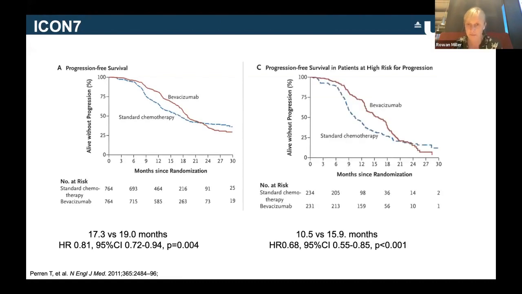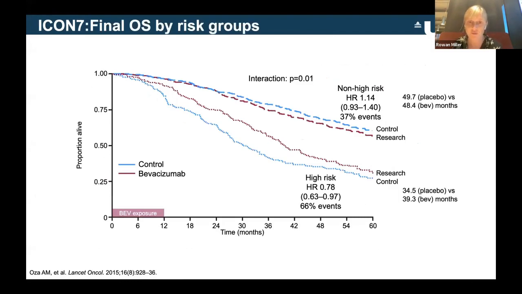But interestingly, when they broke it down by high and low risk groups, the high risk groups being, as I said, residual disease, stage 4, inoperable, there was a greater magnitude of benefit, so about a 5-month improvement in PFS. And then when we look at survival, the top 2 lines are those for the non-high risk patients, really no difference in overall survival, about 49 months for both, but in the high risk patients, an improvement of about 5 months in overall survival.